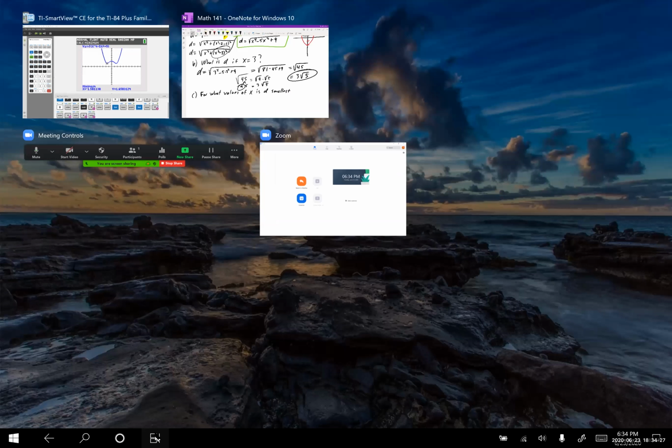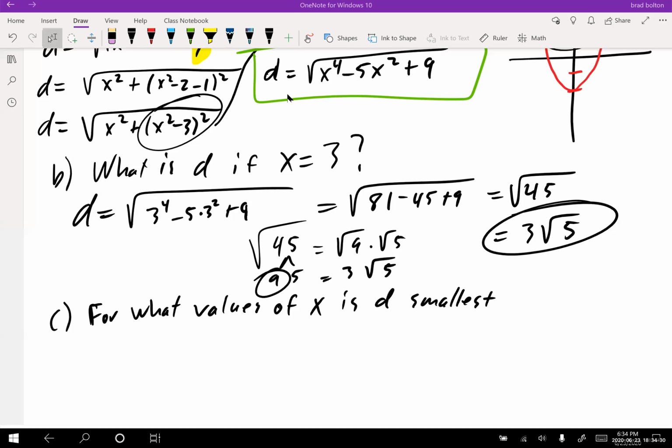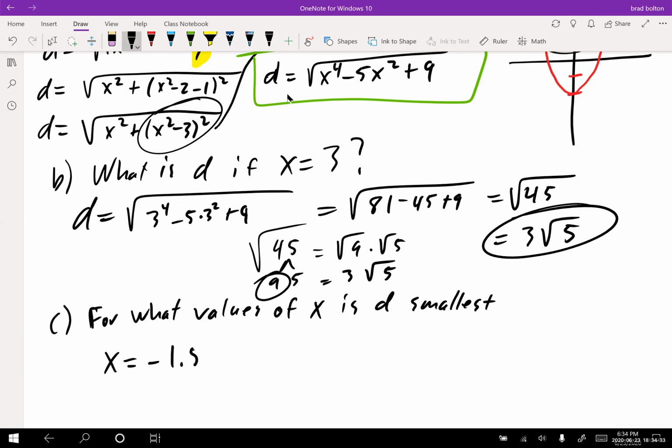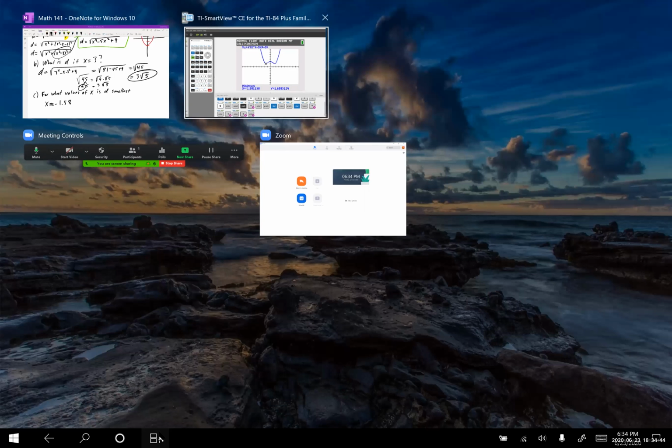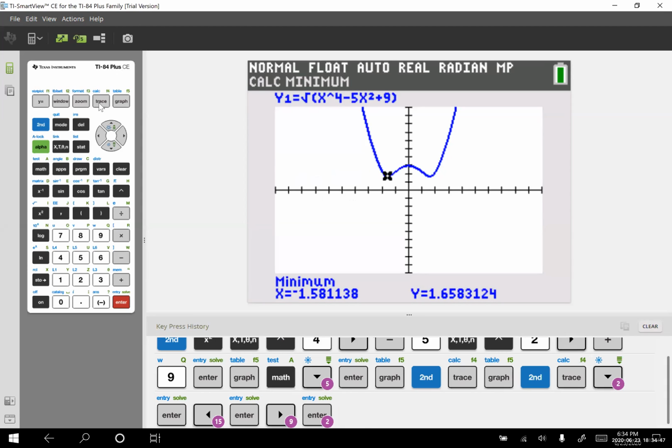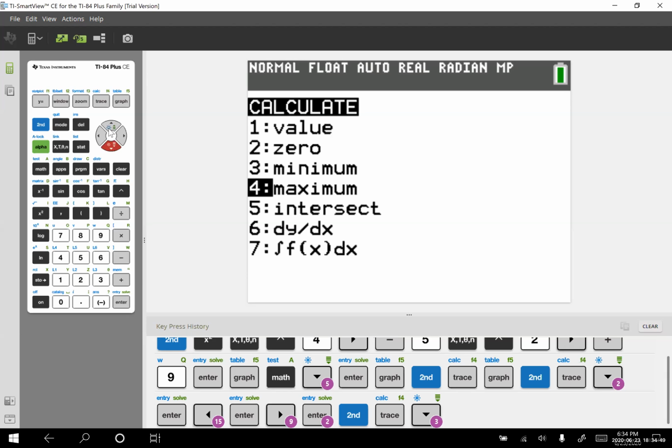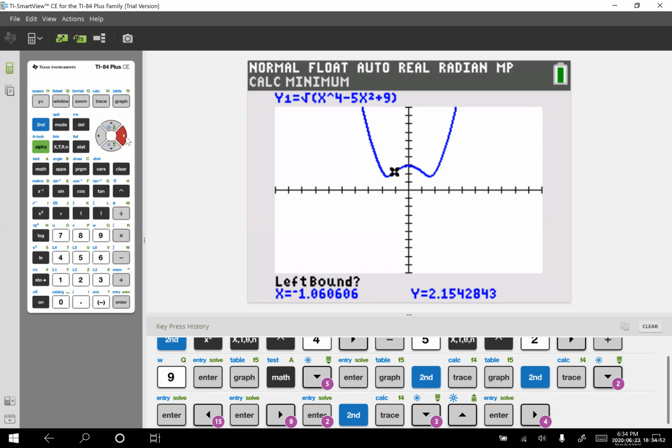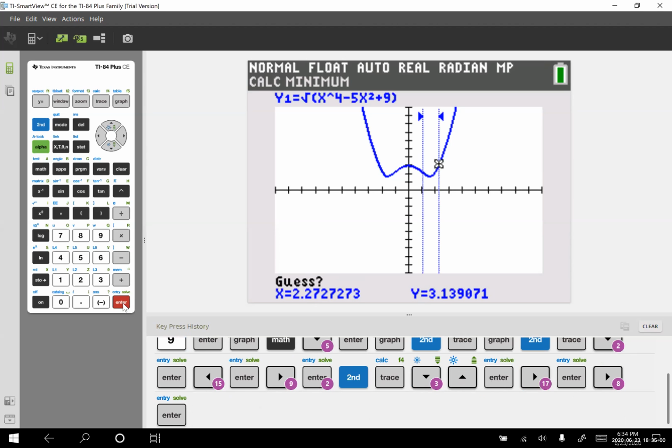So they say, at what values of x is d the smallest? x equals negative 1.58, if we round off. Okay, so in this case, you can't do it without the calculator, so you have to round. However, I bet you we're going to get the same exact value, because isn't there another local min? So now we're going to do second calculate. We're going to do another min, and we're going to do this one. But I'm pretty sure it's going to be positive 1.58. So there's my left bound. There's my right bound. And what you're telling the calculator is find the value in between those two values that's the smallest. So we say guess, and it's 1.58.